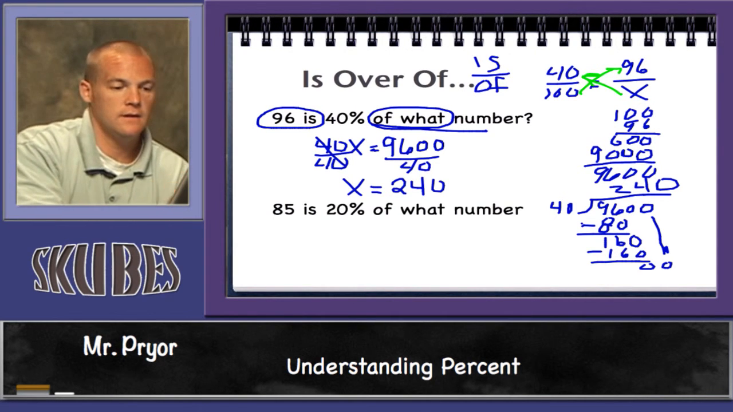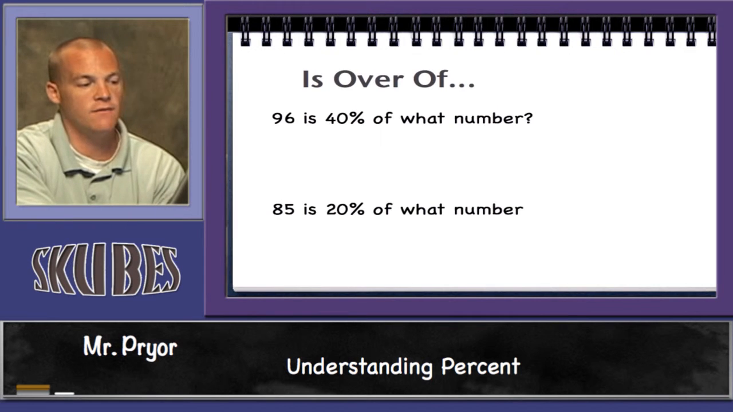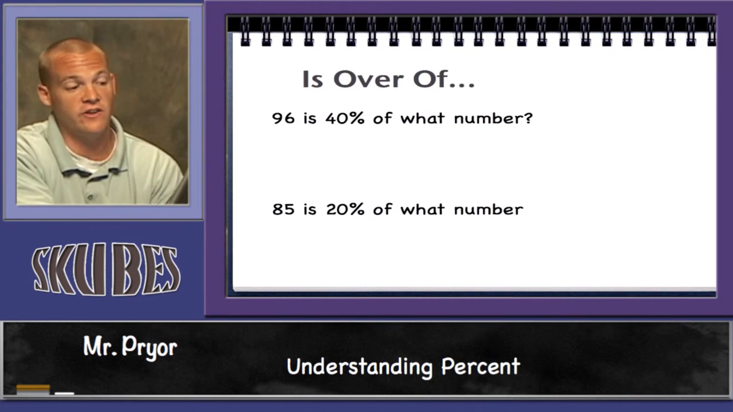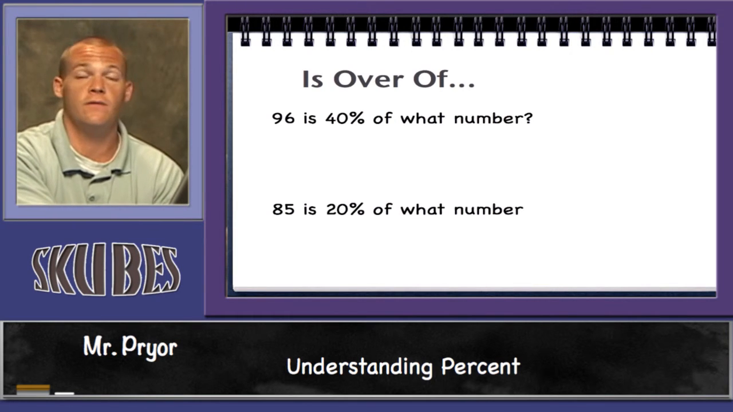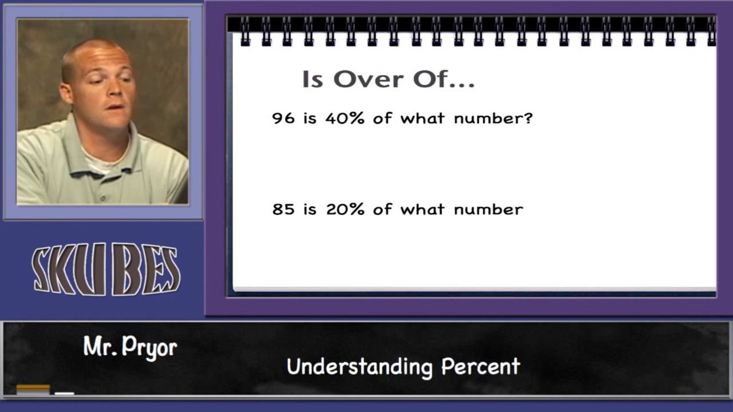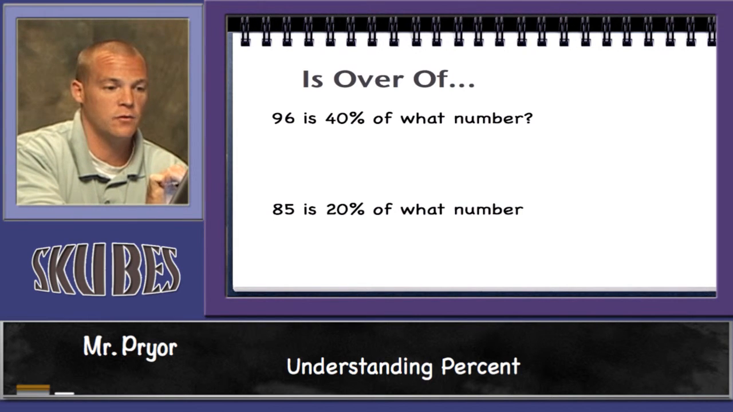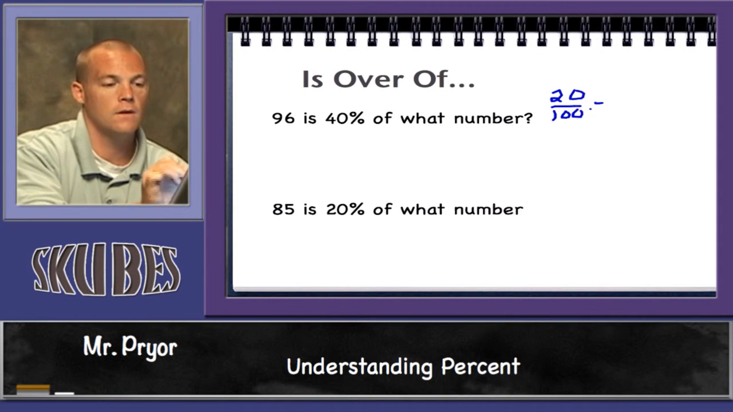All right, and then the next one here, 85 is 20% of what number? We're going to follow the same steps. So my suggestion to you is to try it out on your own. If you get stuck, then you can follow along. 85 is 20% of what number? So again, we know the percentage portion is going to be 20 over 100. Always over 100 for a percentage.